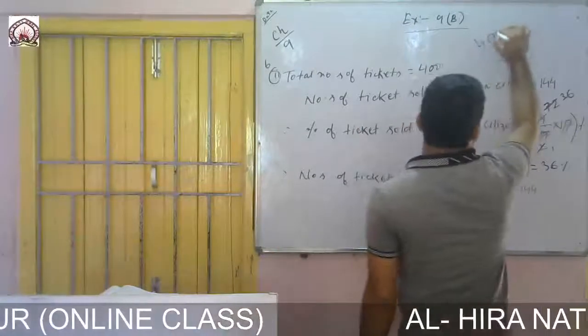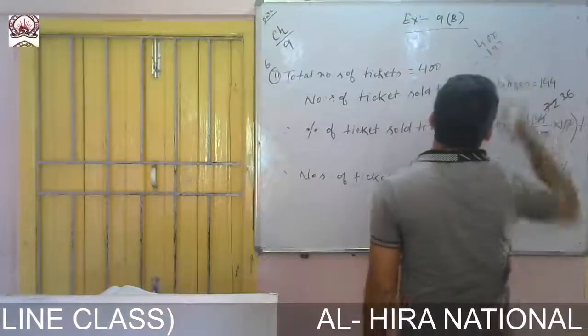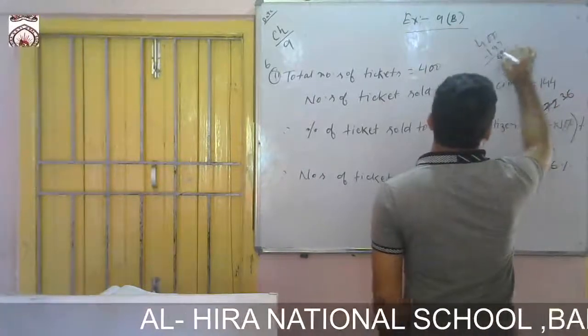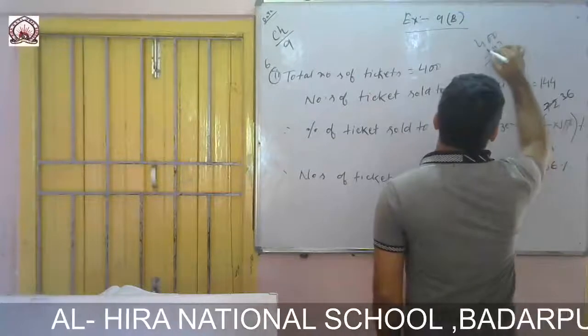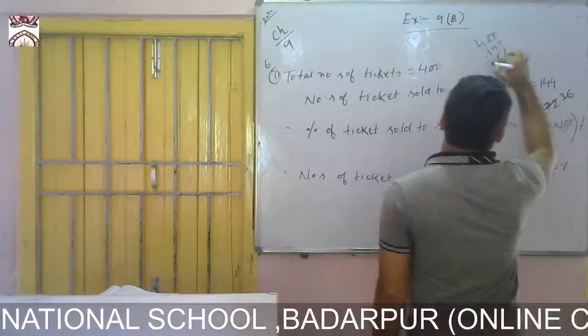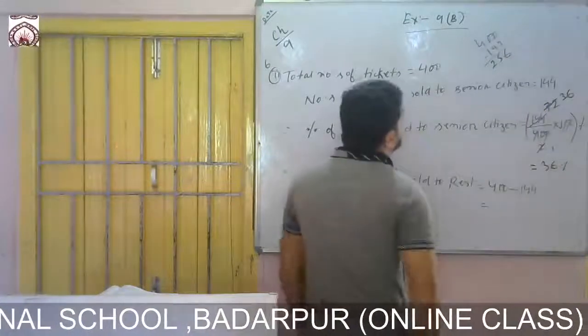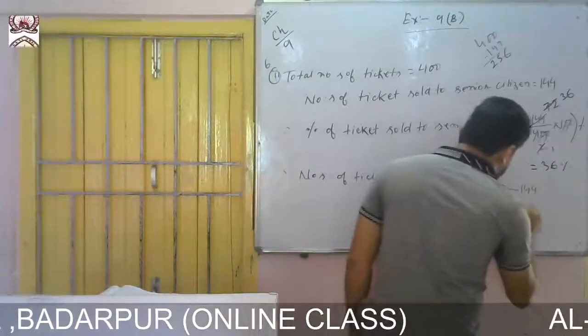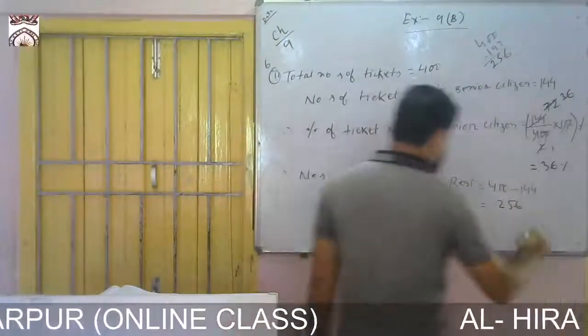400 minus 144: 10 minus 4 is 6, 9 minus 4 is 5, 4 minus 3 is 1, 4 minus 1 is 3, 3 minus 1 is 2. So it is 256 tickets.